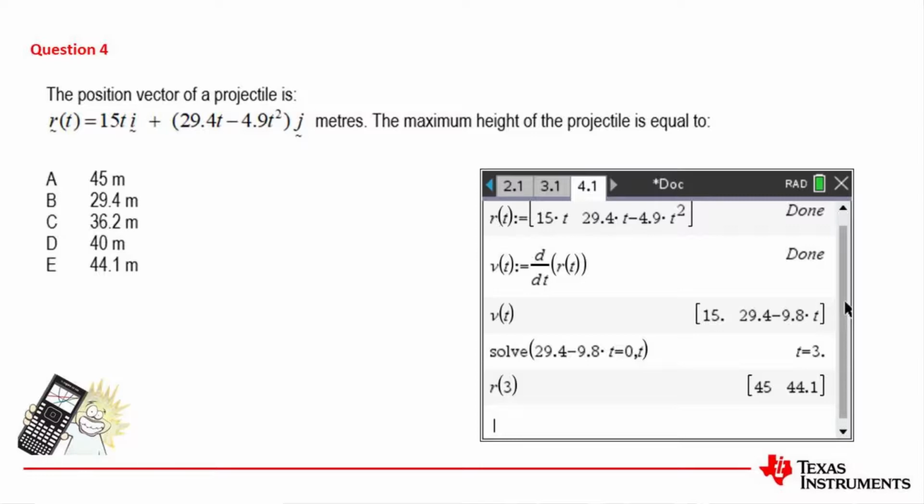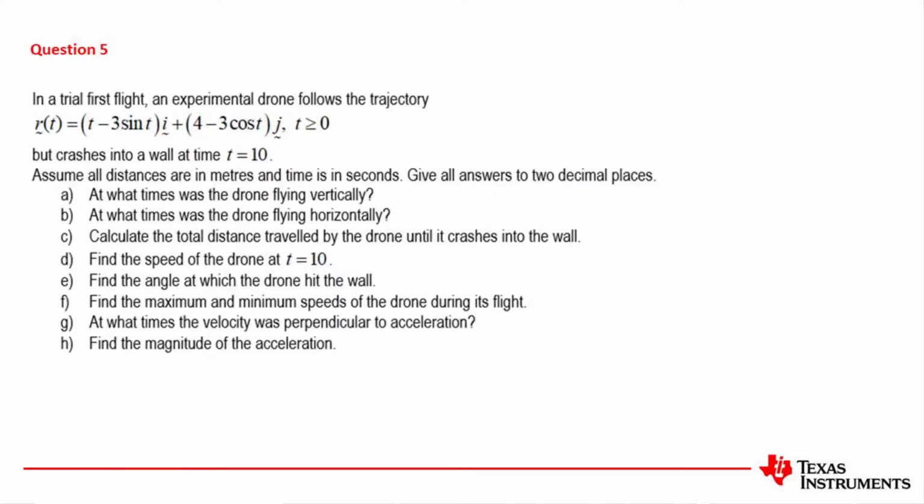So that's how we do projectile motion questions. And the last question is about a drone. An experimental drone follows this trajectory, but crashes into a wall at time t equals 10. We assume that distances are in meters and time is in seconds, and we wish to give all answers to 2 decimal places. And this is the series of questions.